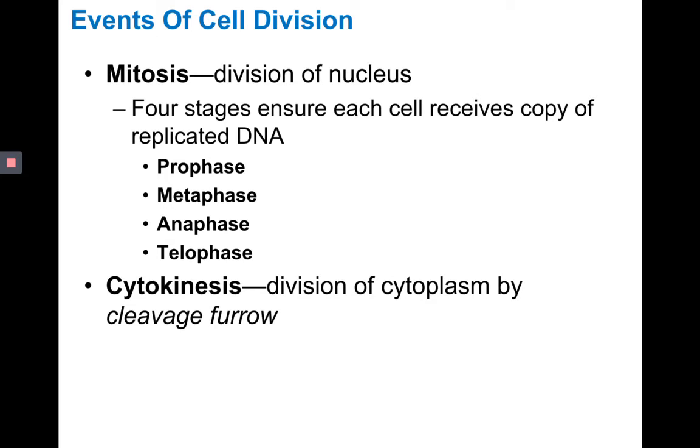So if we can divide the nucleus and the cytoplasm, we can divide the cells, and we create two new daughter cells. There are 4 stages in mitosis: prophase, metaphase, anaphase, and telophase. And telophase is during which cytokinesis begins and occurs and creates a cleavage furrow.